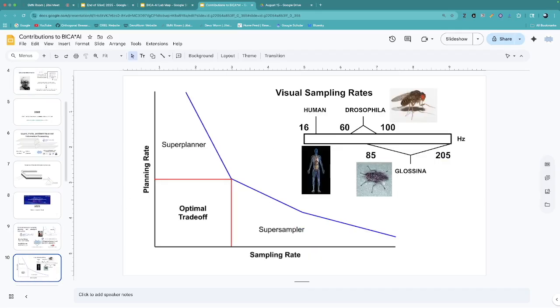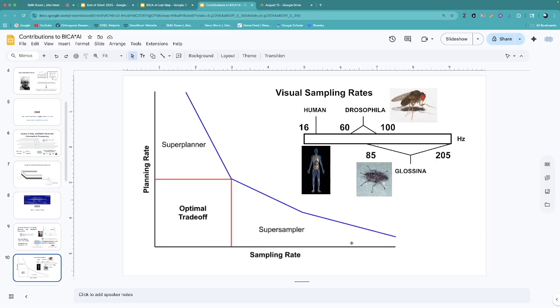Okay, so this is an example of what I was talking about before. This is a figure from the talk where humans have a visual sampling rate of 16 hertz, or maybe a little higher than 16 hertz. Drosophila, which is the fruit fly, has a visual sampling rate that's much higher, between 60 and 100 hertz. And then Glossina, which is another insect, samples their environment between 85 and 205 hertz. So you can see this variation in visual sampling, and they exist in this continuum of sampling rate.